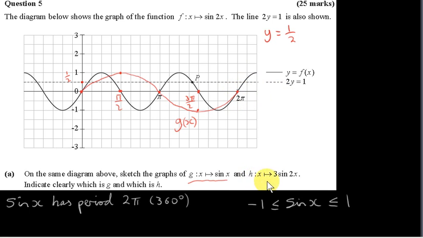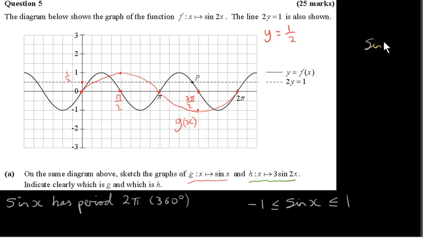Now let's look at h of x. Now we're already given the graph of sine 2x. H of x is just 3 times sine 2x. So we take the y values for the sine 2x graph and multiply them by 3. So basically we're stretching the graph in the vertical direction. We're stretching it by a factor of 3.